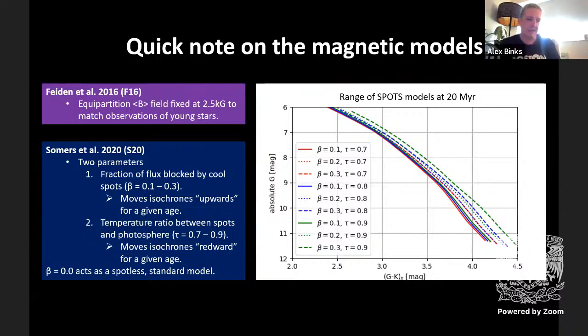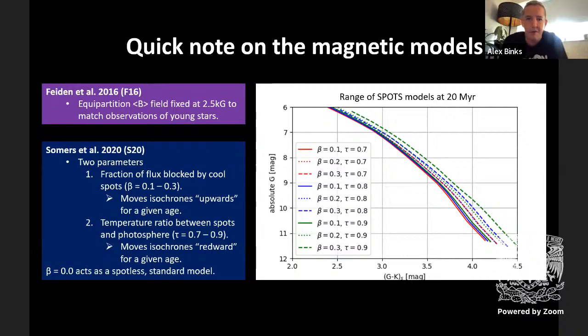The second parameter you can change is the temperature ratio between the spots and the photosphere. These are generally between 70 to 90%. Sorry, it's a temperature ratio. The net effect of that is it moves the isochrones redward. It doesn't block any flux, so things don't get brighter or fainter. They just move redward in color the closer you get to a value of 1 for that ratio. And a flux fraction of 0 acts as a standard model as well. This is basically saying 0 spots.